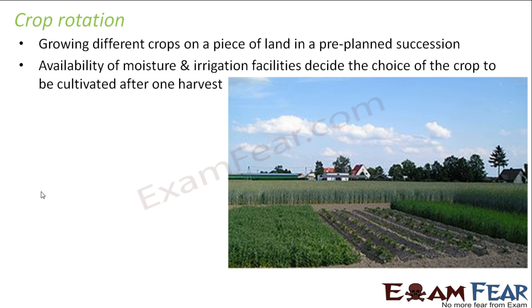So first you grow this crop and then you grow the other crop, because it has some additional advantages. So this is crop rotation. So these are the three ways by which we can do cropping in a better manner. That is mixed cropping, intercropping, and crop rotation.